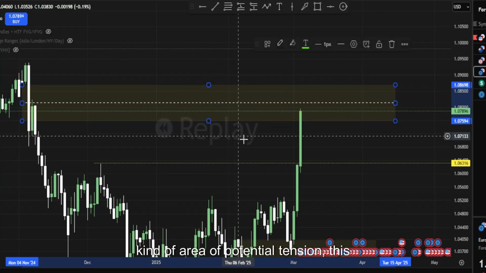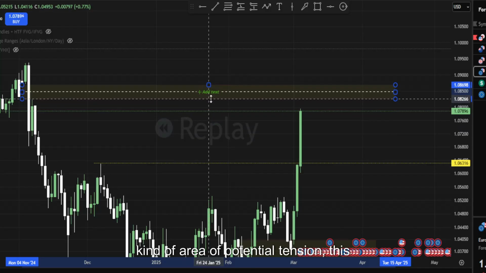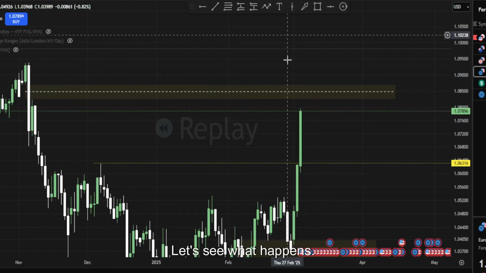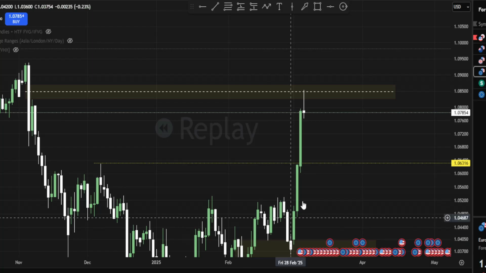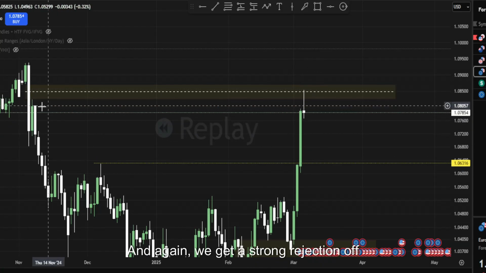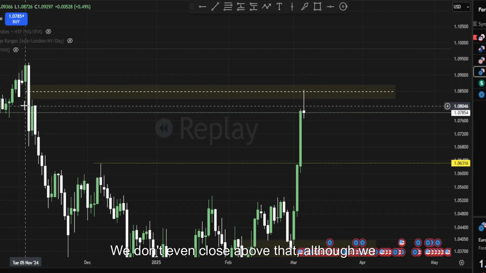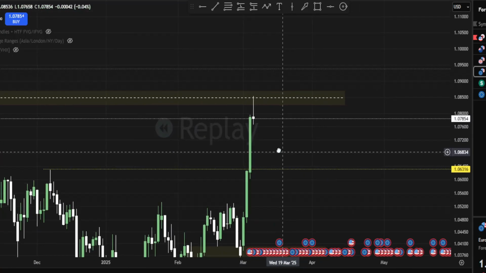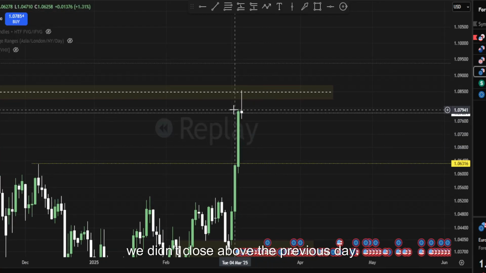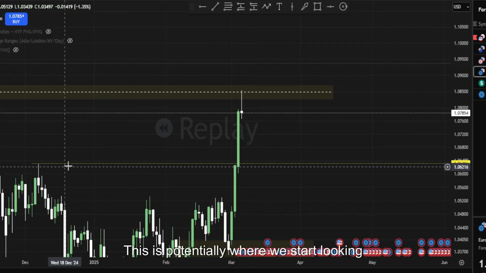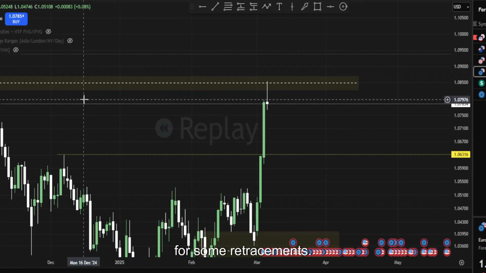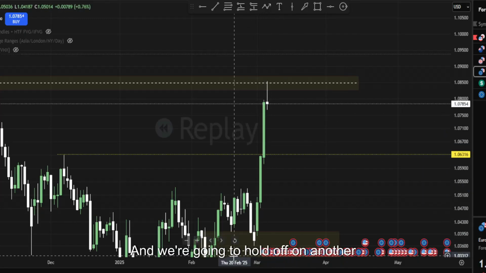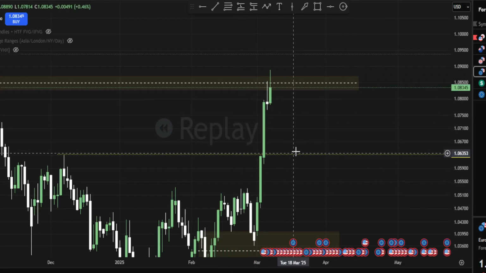Next area of potential tension, this little piece right here. Let's see what happens. And again, we get a strong rejection off that little piece. We don't even close above that, although we did close above the 50%. So we didn't close above the previous day. This is potentially where we start looking for some retracements. And we're going to hold off on another candle.